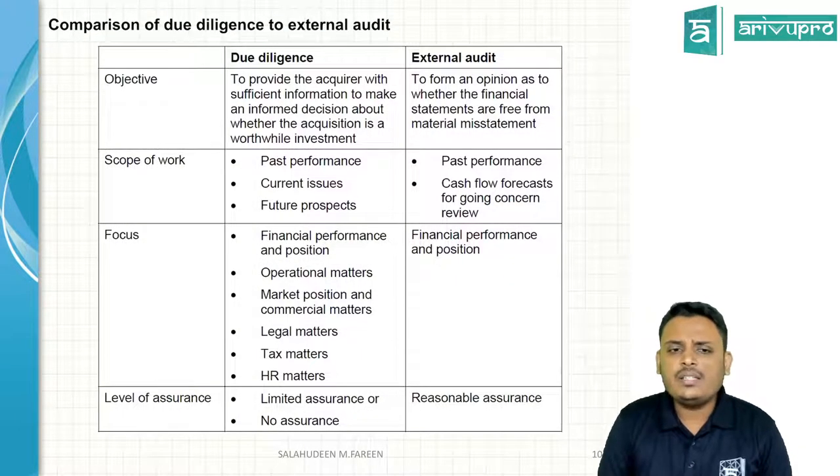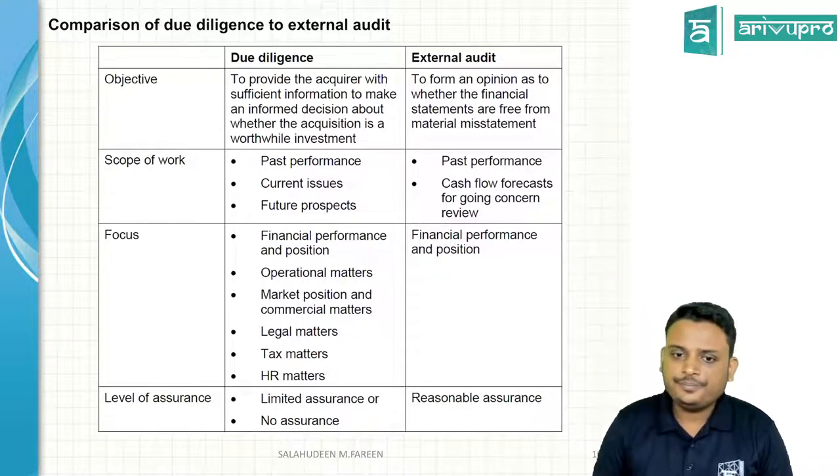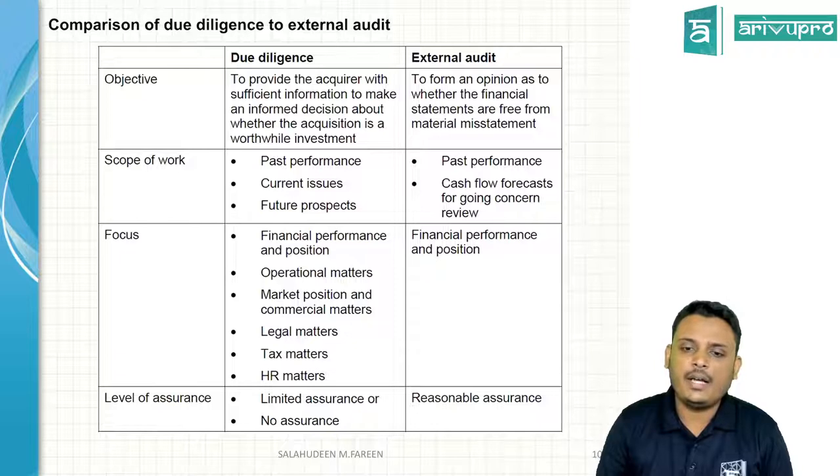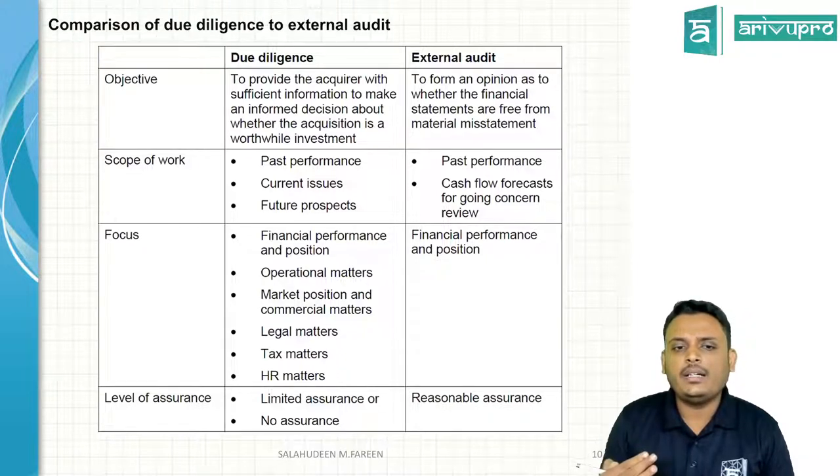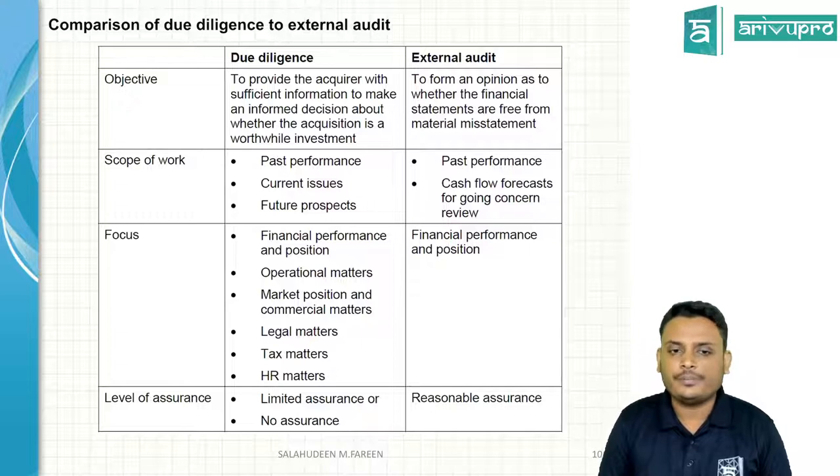So the due diligence is compared with the external audit. You all know the external audit objective is to provide an opinion over the financial statements and ensure they are free from material misstatement. But due diligence provides the acquirer sufficient information to make informed decisions about whether the acquisition or the investment is worth it to the company or not.